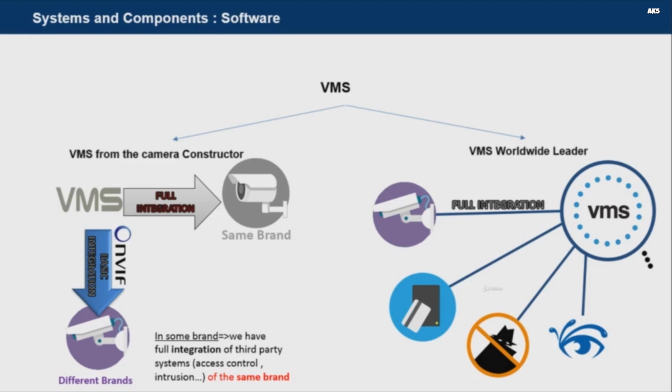We can do a quick example here to know if the camera is compatible with the VMS or not. For example, we check Milestone XProtect. This VMS is integrated with more than 100 different device manufacturers and also over 6,000 devices. It was number 1 in 2016.